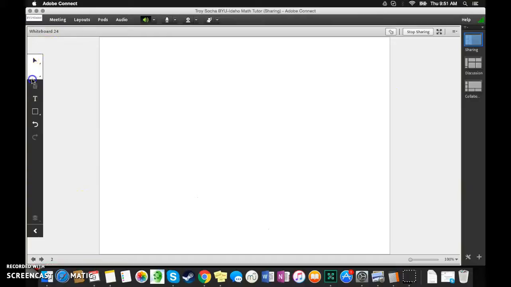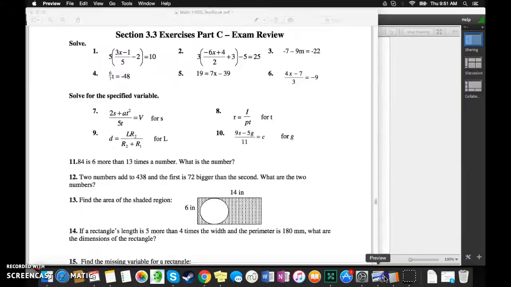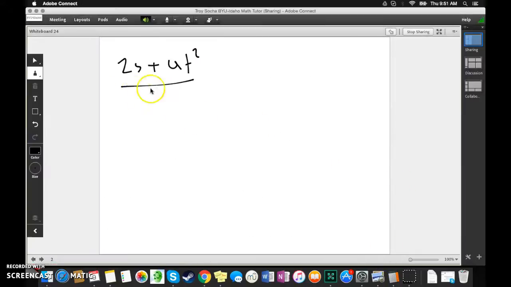So 2s plus at squared over 5t equals v. We want to solve for s. Now this "for s" is important. It's what we want to find. Just like when we're solving for x in another equation, it's what we want to find. Here we need to solve for s. So we need to remove or do the opposite operations to find and uncover s and get it alone.